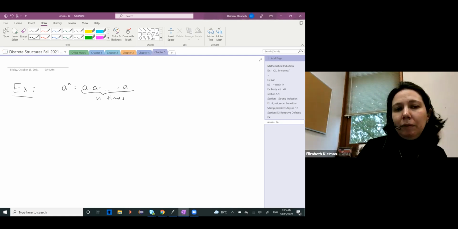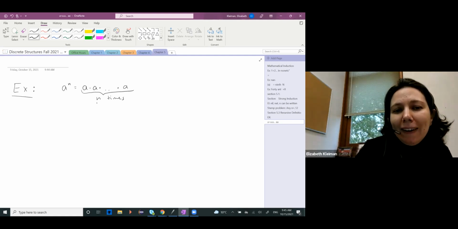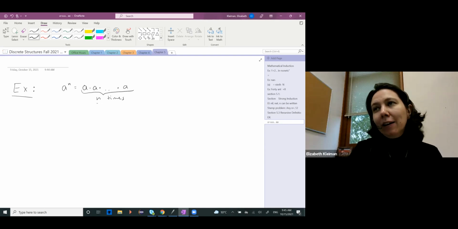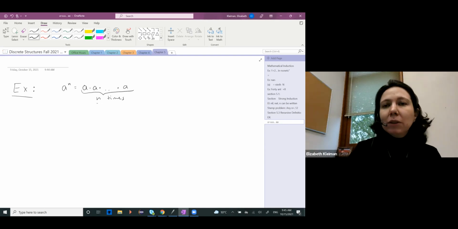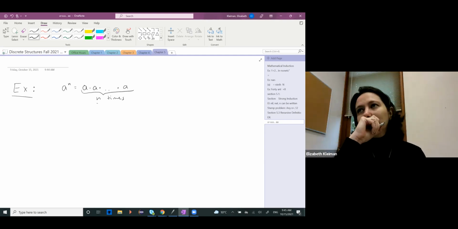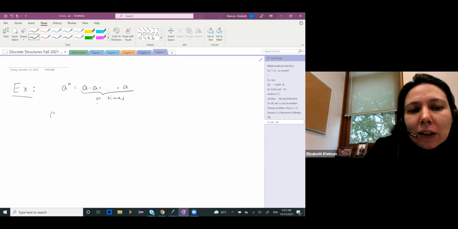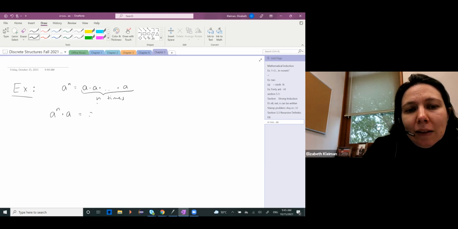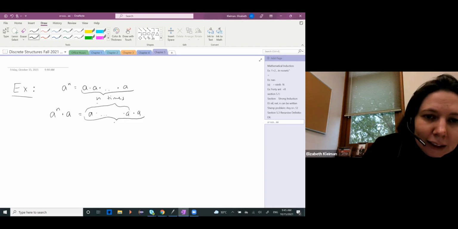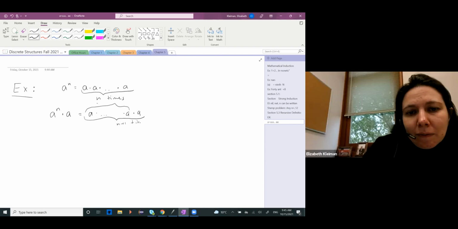Well, let's think about it. How would I create a to the power n plus 1, for example, from this formula? How would I generate it? So a to the power n plus 1 is a multiplied how many times? N plus 1, correct? So what I really need is I kind of need to say I'm taking this and multiplying it by a, correct? So now if this is n times, then this is n plus 1 times. Do you agree?